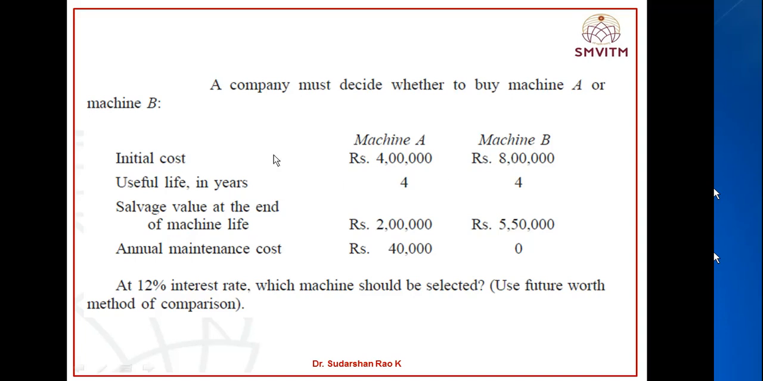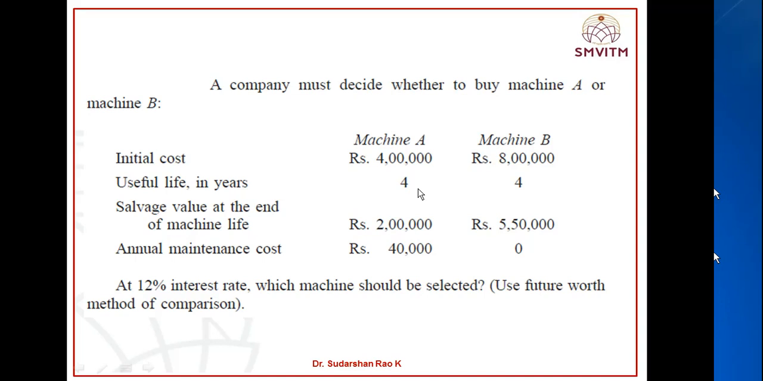The initial cost is 4 lakh rupees for machine A and 8 lakh for machine B. The useful life is 4 years; both machines have a 4 year life. Then the salvage value at the end of the machine life is 2 lakh rupees for machine A and 5.5 lakhs at the end of the fourth year for machine B. Annual maintenance cost is the expenditure: 40,000 every year for machine A, and for machine B there is no maintenance cost.